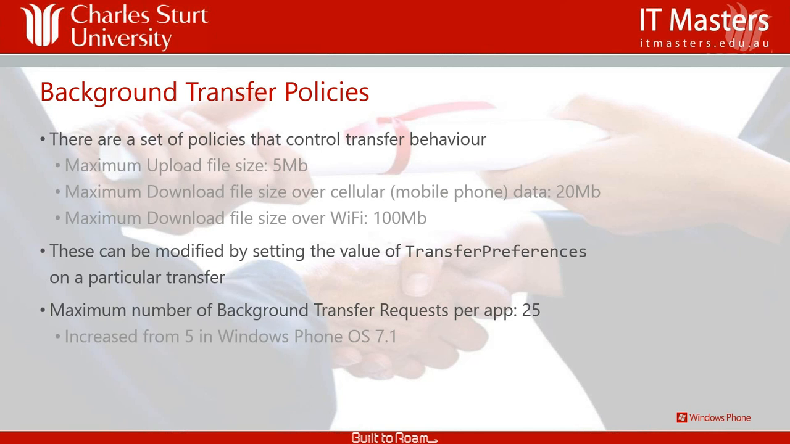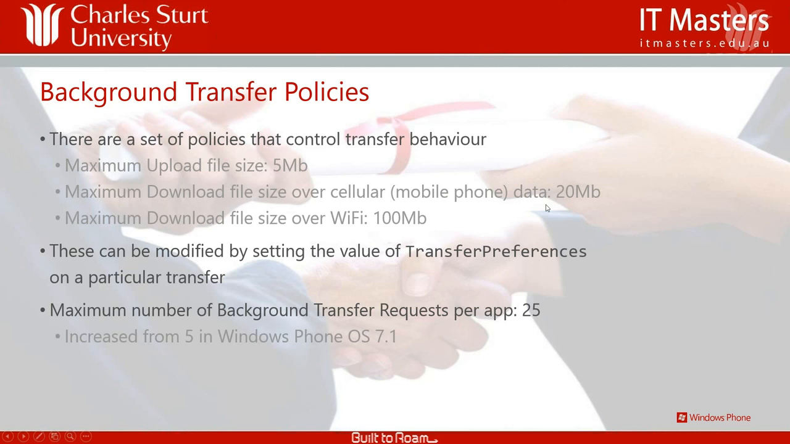One of the nice things for Windows Phone is that the number of background transfer requests that you can trigger per app at any one time has gone up from 5 to 25. And just bear in mind that when the user leaves your application, those won't necessarily happen straight away. They'll happen when the device is not being used or when there's good network available.